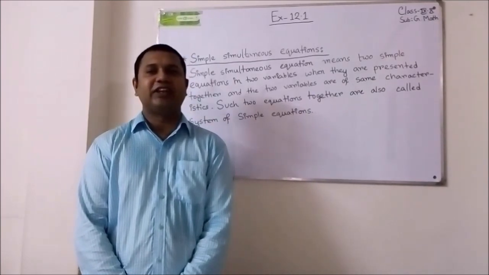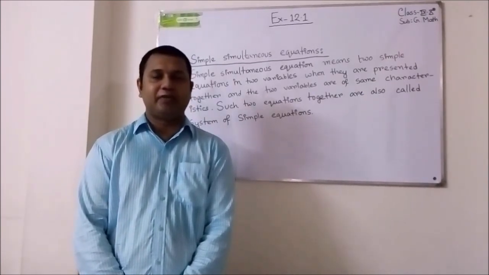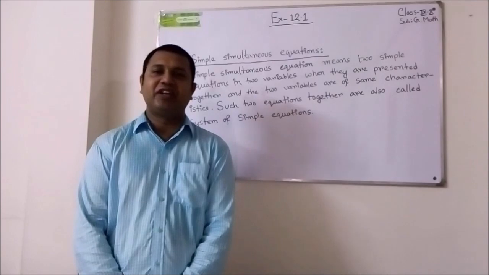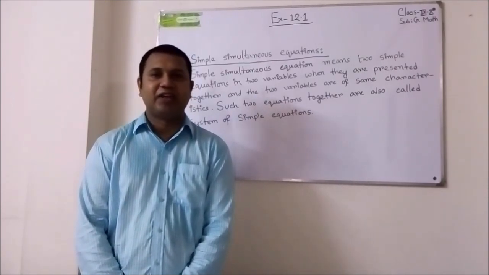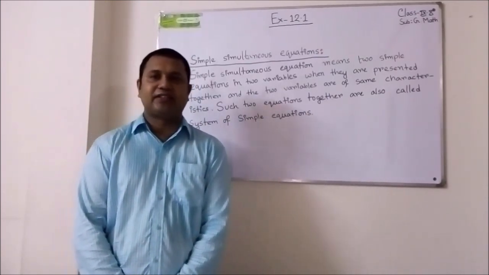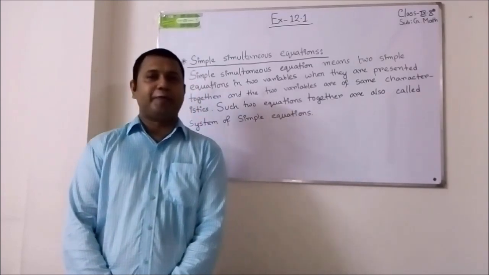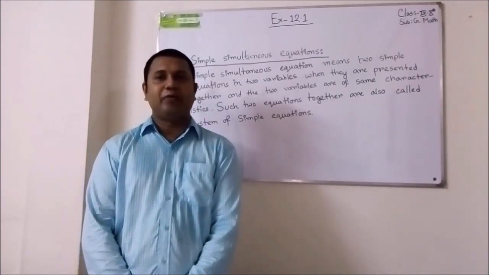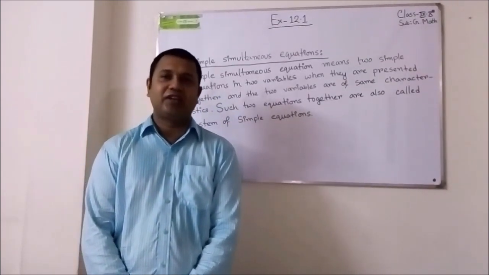Today we are going to start a new chapter, chapter number 12, simple simultaneous equation of two variables. And we are going to start today exercise 12.1. So before we start, we need to know what is simple simultaneous equation.